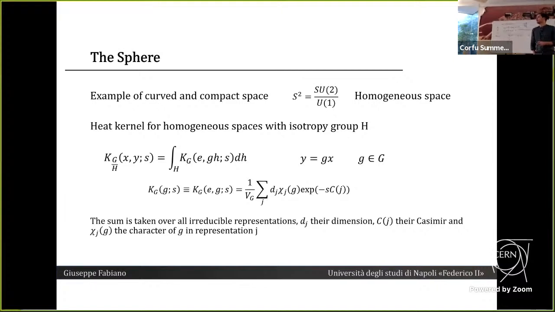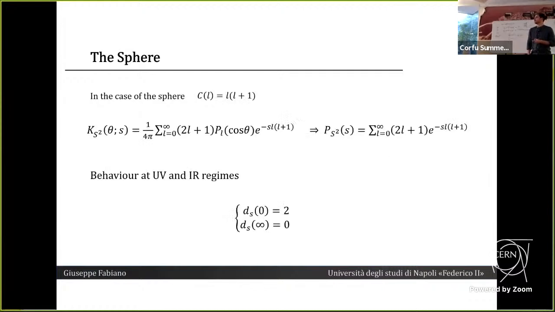So here in the slide, I've just written down the formula for the calculation of the return probability, so the heat kernel, for homogeneous spaces, which can be written as the quotient between a group and the isotropy group. And the formula in the last part of the slide shows that it is proportional to a sum over all representations of the character of the representation Kj. Dj is the dimension of the representation, and we have the exponential of -s times the Casimir of representation J. So these are just formulas that allow us to calculate the heat kernel in this particular situation.